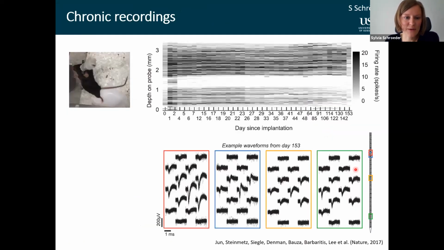And just in mentioning, I want to say that several labs and people have used Neuropixels to do chronic recordings. For example, here in mice, the data is very stable. Here you see firing rates across many, many days. So up here, 150 days after implantation. And the data was still very good. And here you see example waveforms recorded from day 153. And the waveforms look very large, so there was hardly any quality loss in terms of recording quality.